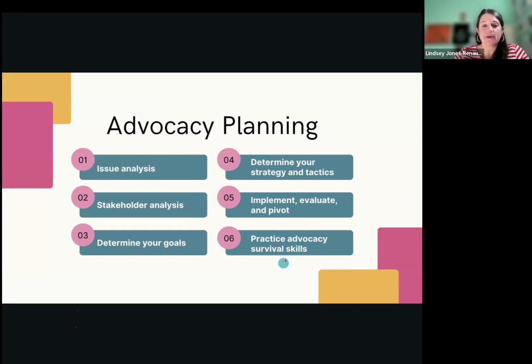And then I mentioned advocacy survival skills. So practicing those advocacy survival skills, because as you all know, this is hard, it's tiring. And so there are some things that we need to be intentional about so that we don't burn out, as they say, and so that we're able to continue in this fight.